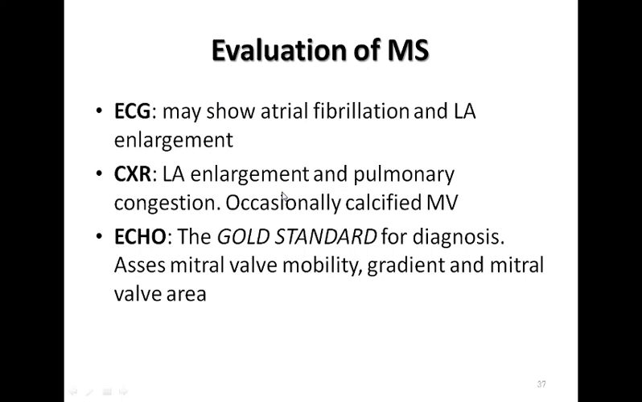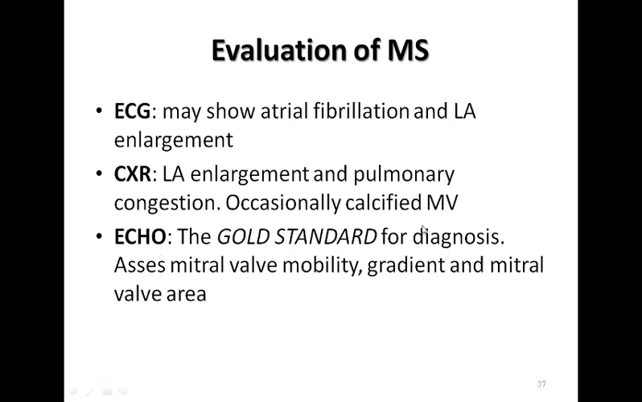of the murmur. How to evaluate a patient with mitral stenosis? ECG, chest X-ray, echo are routinely done. ECG may show atrial fibrillation or an evidence of left atrial enlargement. You may see it as an M pattern. Chest X-ray: left atrial enlargement and pulmonary congestion, and occasionally calcified mitral valve. When the left ventricle is enlarged, you may see a double shadow.